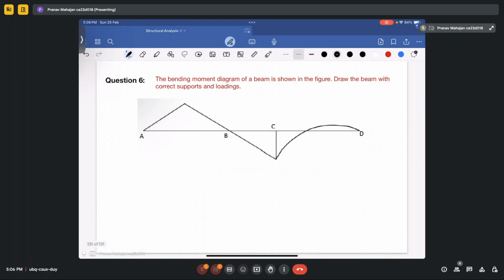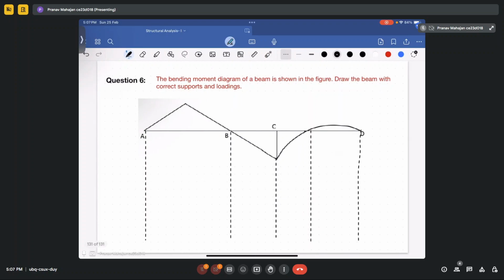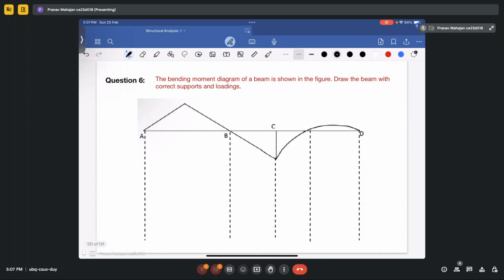Now, the last question is the same as one you have already done. You are provided with the bending moment diagram, and you have to determine the loading conditions at various points of the beam. Okay, so now here since the bending moment at the end is 0, it means there will be some support. So we will make a support here.